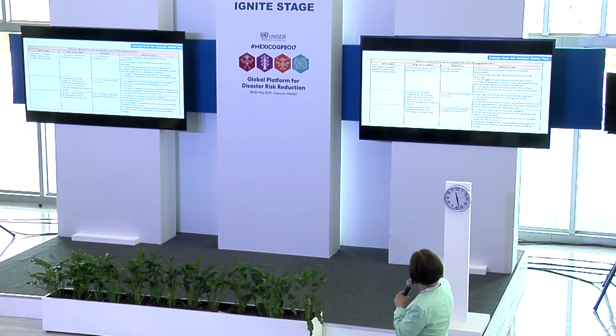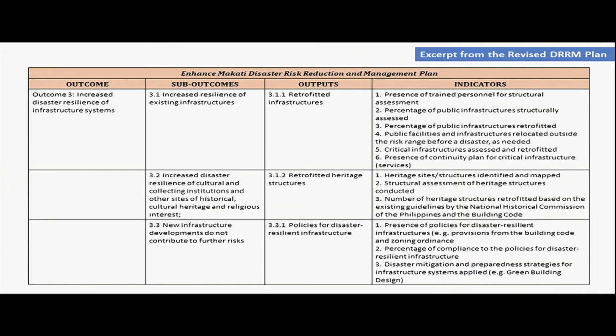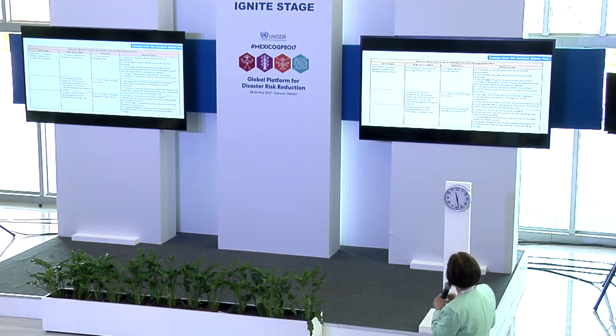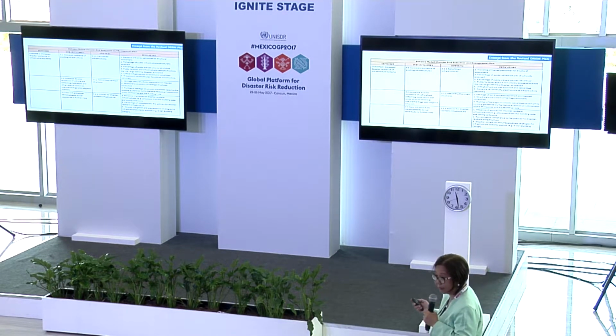For outcome and sub-outcome, you can see here that we said that we need to increase the resilience of our existing infrastructure, and therefore your output would be retrofitted schools, for instance, or hospitals. So the indicators would be the presence of trained personnel for doing structural assessment, and the percentage of public infrastructure that are assessed and retrofitted.